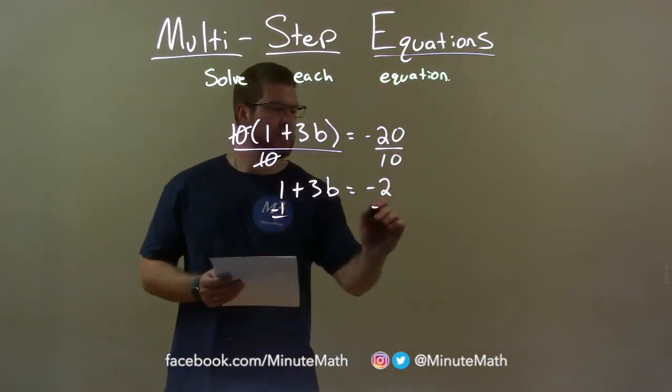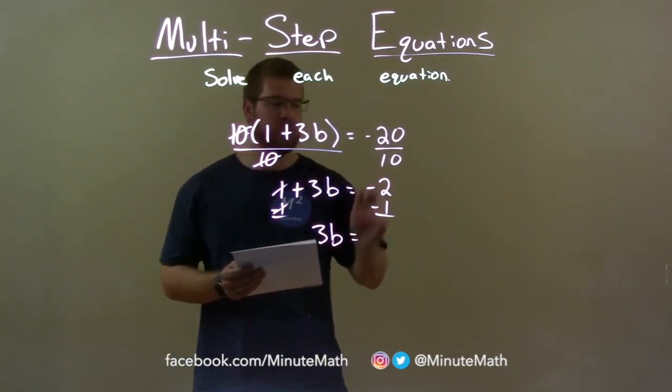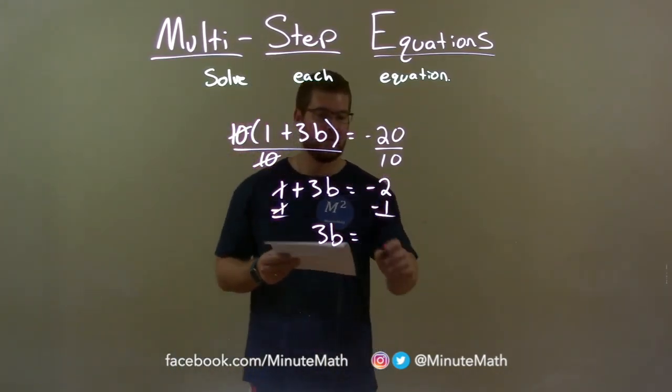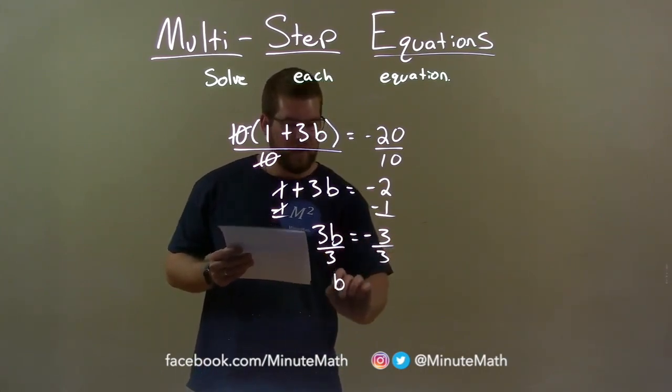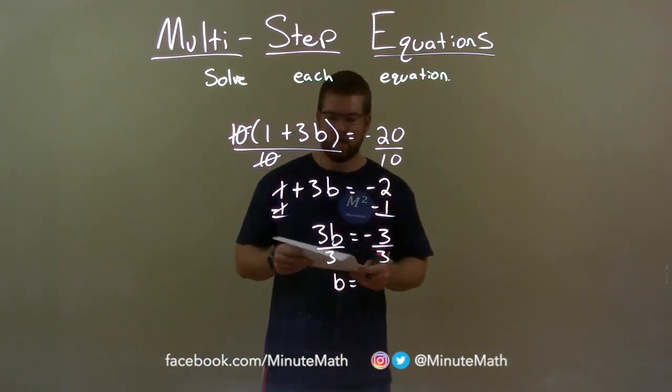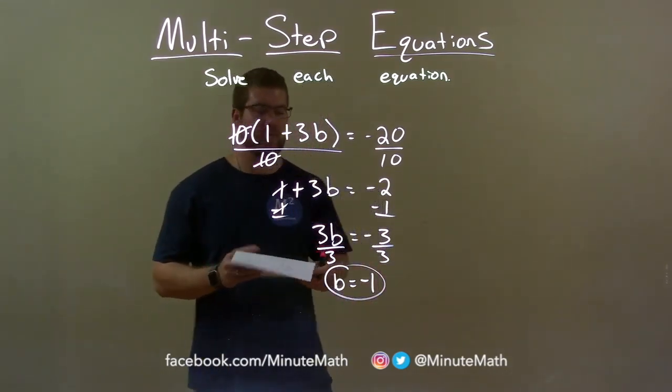Subtract 1 to both sides. 1's get eliminated there, and we have 3b equals negative 2 minus 1 is a negative 3. Divide both sides by 3. b is now by itself, and negative 3 divided by 3 is a negative 1. So our final answer is b equals a negative 1.